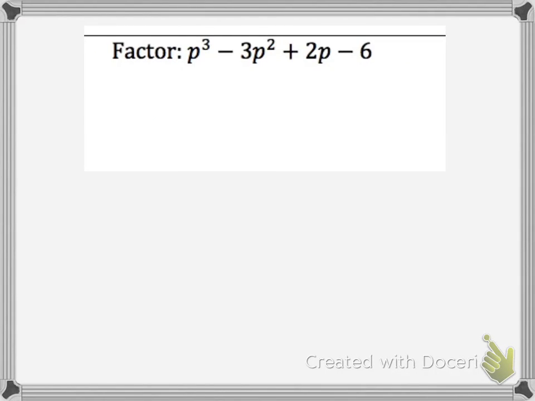At first glance, this second warm-up would look maybe non-factorable, but you can group them in pairs and pull out common factors. So if we look at the first two terms, we can pull out a common factor of p squared. And then if we look at the second two terms, we can pull out a common factor of 2.